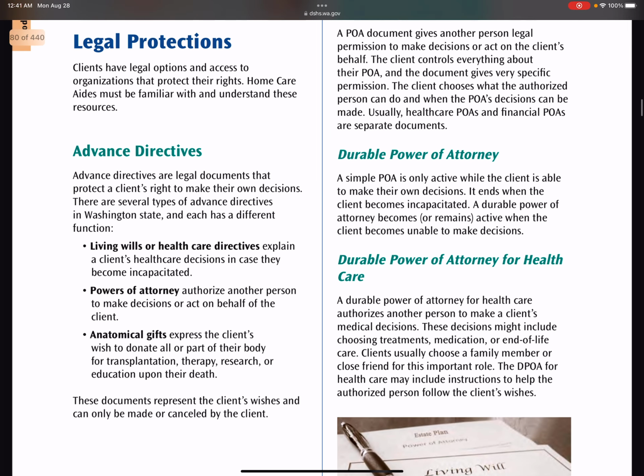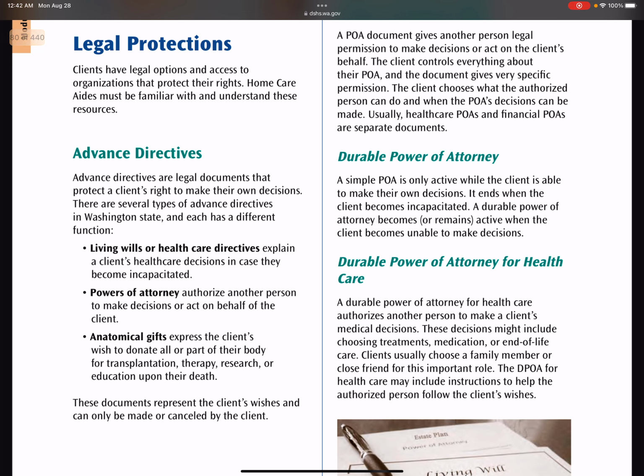Okay, guardian is another legal protection for the client. If a client is incapacitated, a legal guardian can take responsibility for their interests. A relative, friend, care facility, or case manager may ask the court to appoint a legal guardian. After a detailed process and a review, the judge signs a paper appointing a guardian.